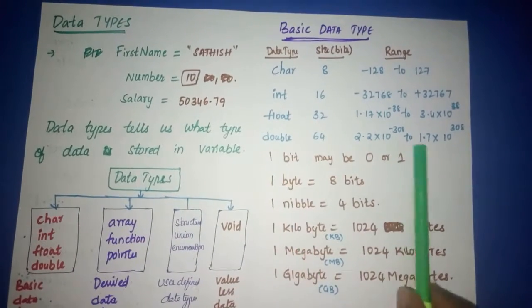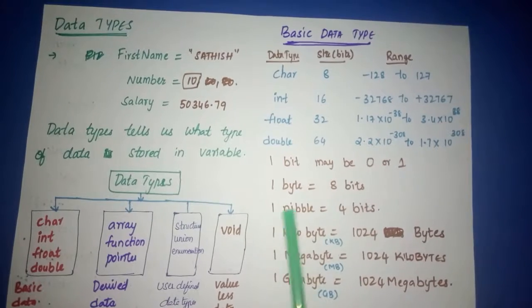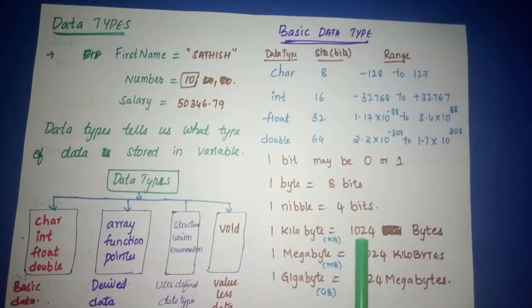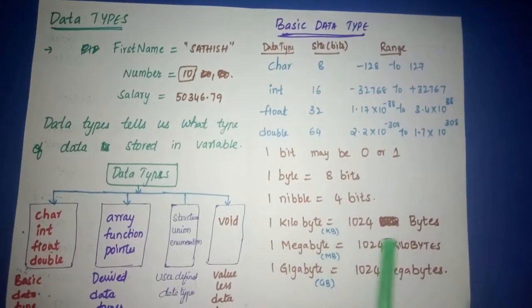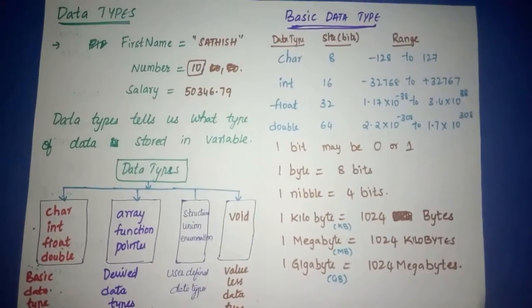Here are some basic things. 1 bit is either 0 or 1. 1 byte is equal to 8 bits, 1 nibble is equal to 4 bits, and 1 kilobyte is equal to 1024 bytes. 1 megabyte is equal to 1024 kilobytes, and 1 gigabyte is equal to 1024 megabytes.